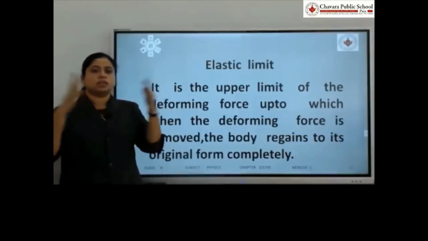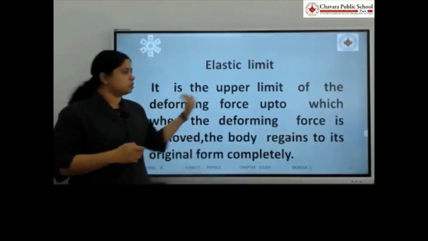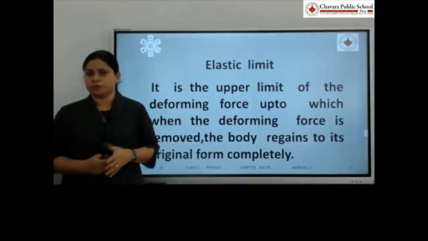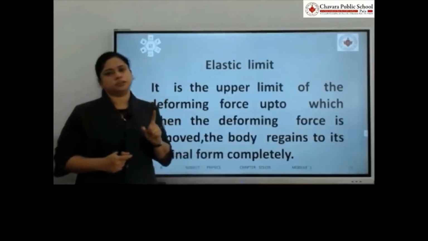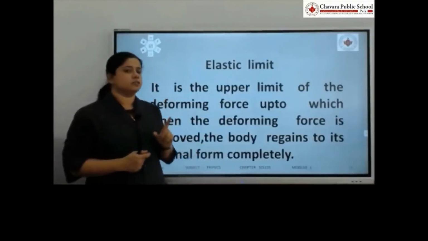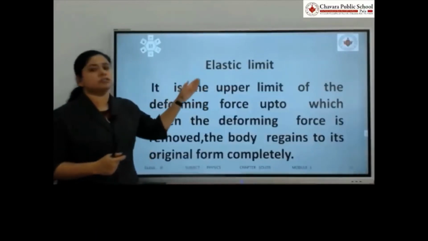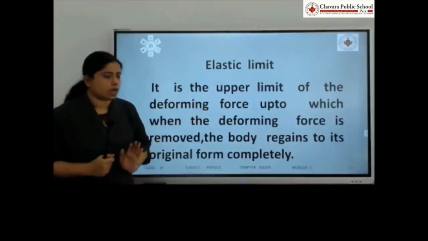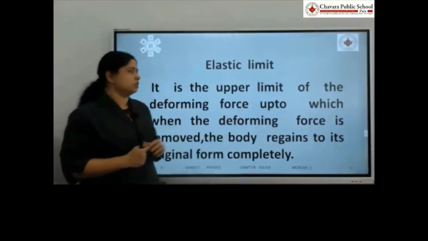Otherwise, if we increase the strength of the applied force, the body cannot regain its initial condition, and plastic deformation takes place in the body. What is plasticity or plastic deformation? It is a permanent deformation. So, there is an upper limit of the deforming force, up to which, when the deforming force is removed, the body regains its initial condition.